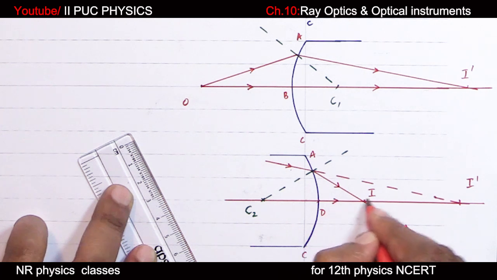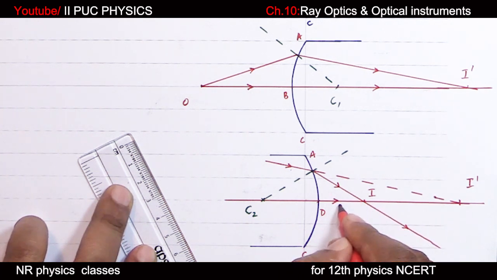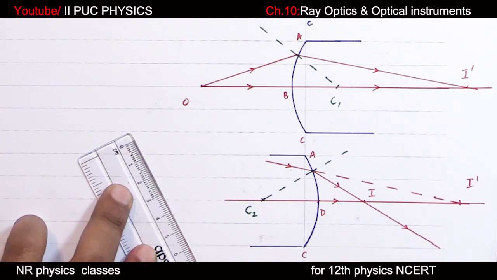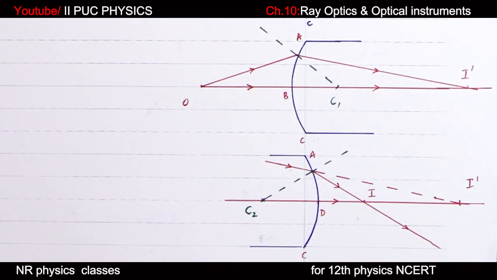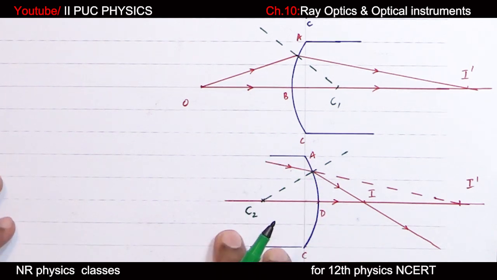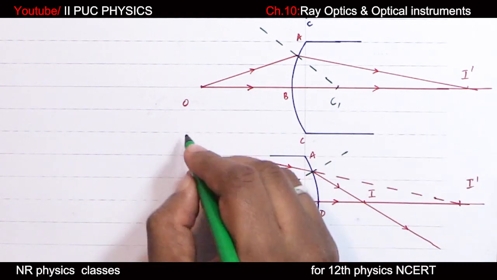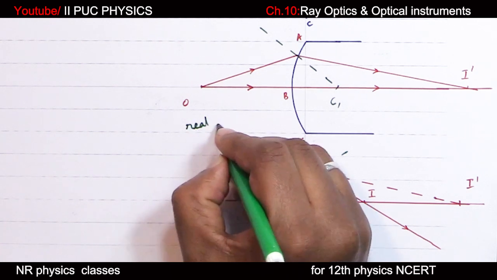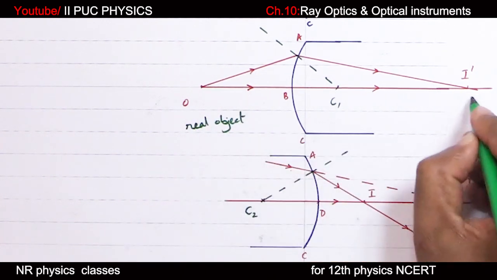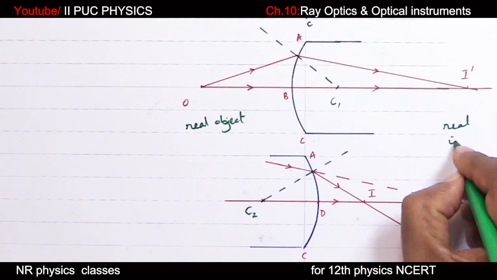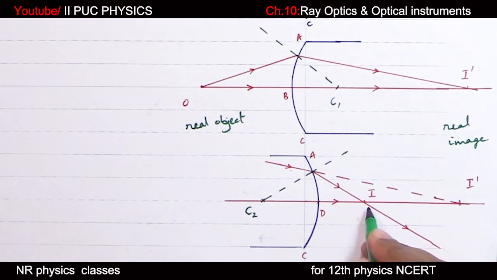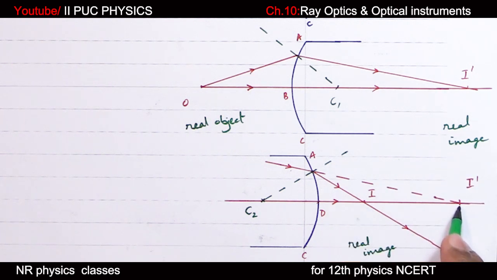This final image is obtained due to converging rays. Therefore, this is a real image. Now, whatever I write, that is for your reference. This is real object, real image. This is the final real image. This real image is due to this virtual object.